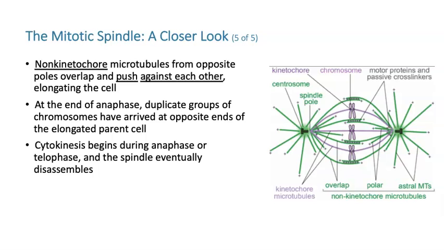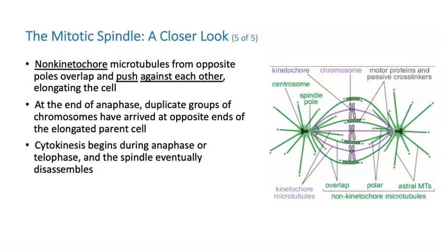If we focus on the non-kinetochore microtubules for just a second, we can see that they actually start to push against each other to allow the cell to elongate. Here, the ones in purple are the kinetochore microtubules, and the ones in green are the non-kinetochore microtubules. These push on each other, pushing the centrosomes farther and farther apart so that the cell can stretch out and elongate and can eventually pinch into two separate cells.